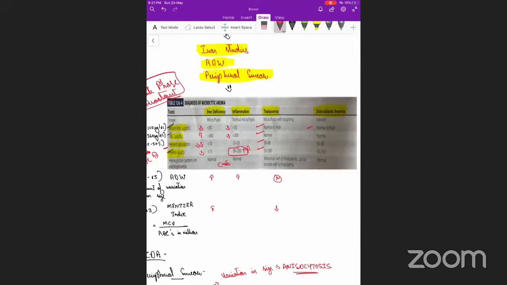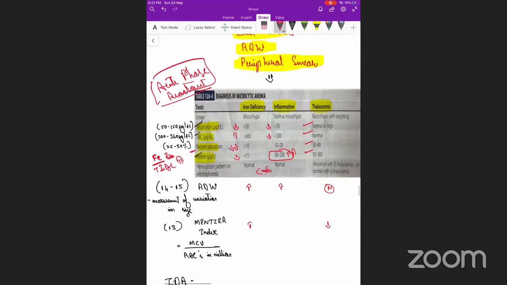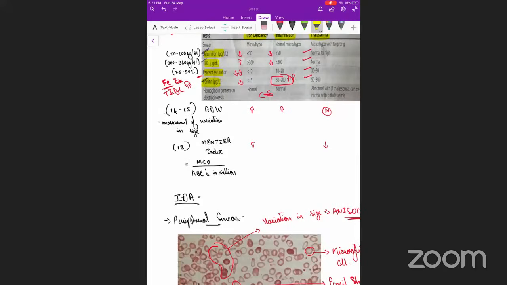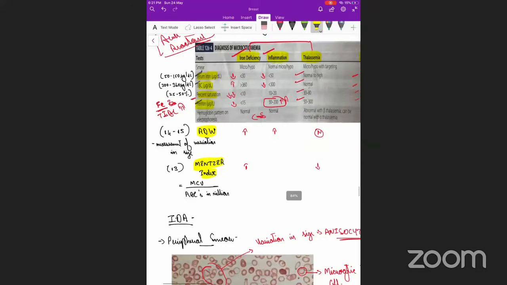These are the values. The main aim is to differentiate iron deficiency from chronic inflammation. How we differentiate iron deficiency from thalassemia is the next important question. For that, we do red cell distribution width and Mentzer Index.